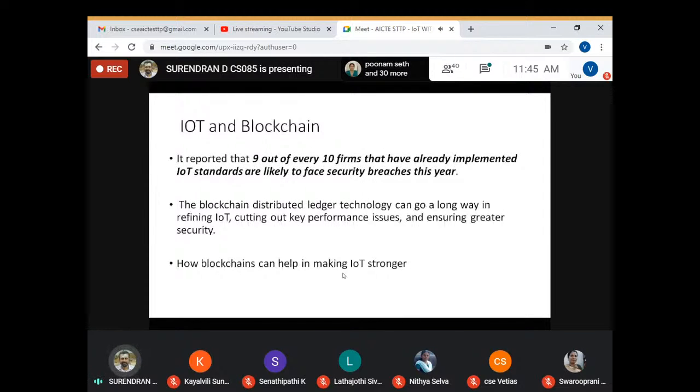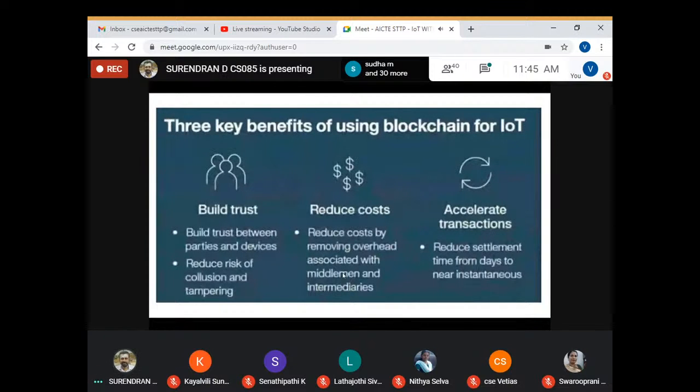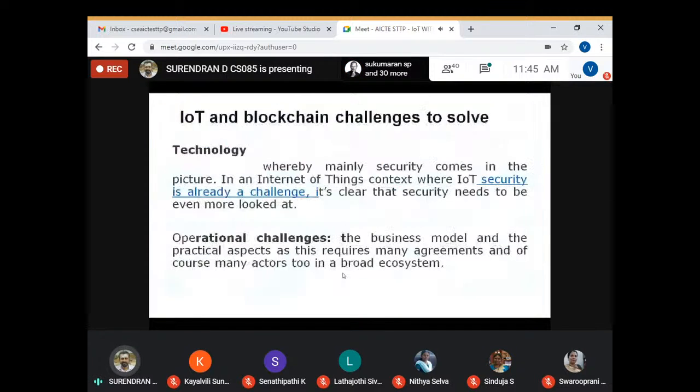So the blockchain distributed ledger technology can go a long way in refining IoT, cutting out key performance issues, and ensuring security. The three benefits are building trust, reducing cost, and accelerating transactions. Mainly, security comes into the picture in an IoT context, where it is a challenge. It is clear that the security needs to be even stronger. Here the blockchain can help overcome the potential threats.